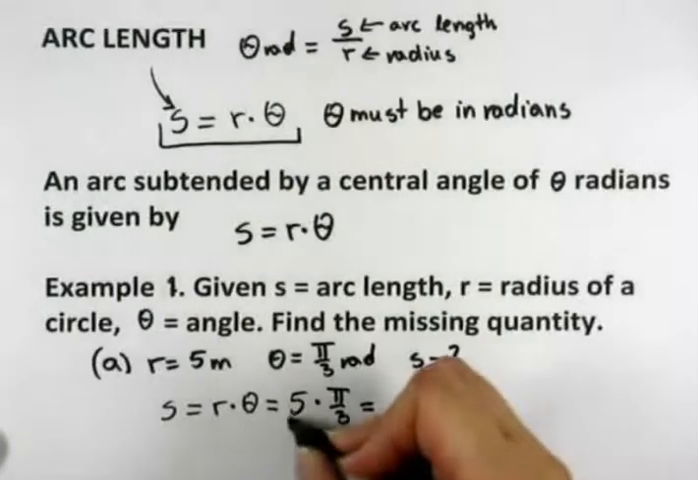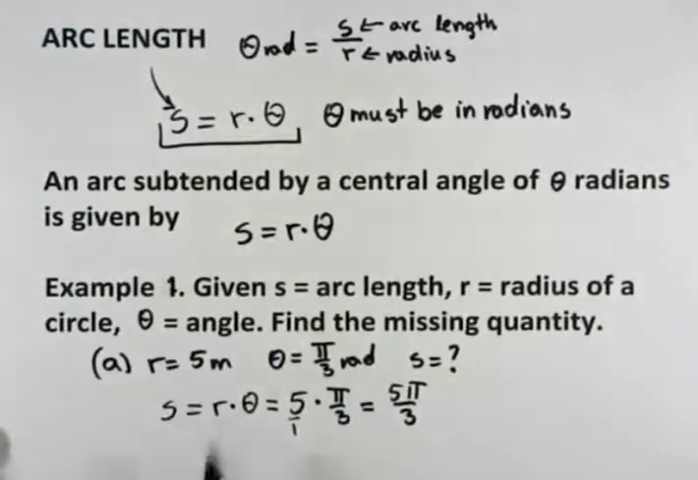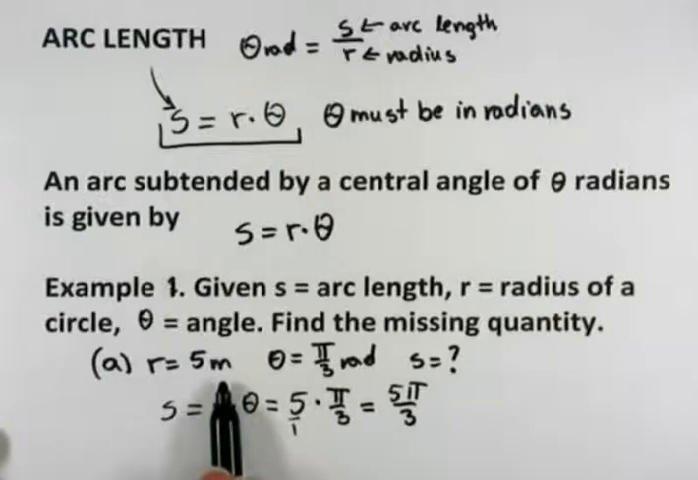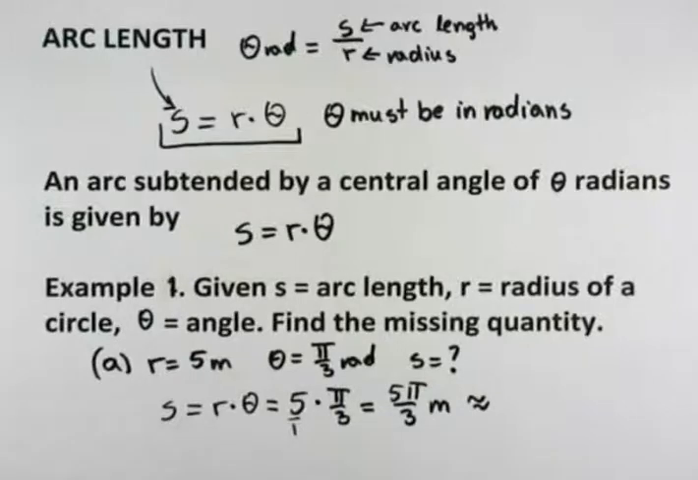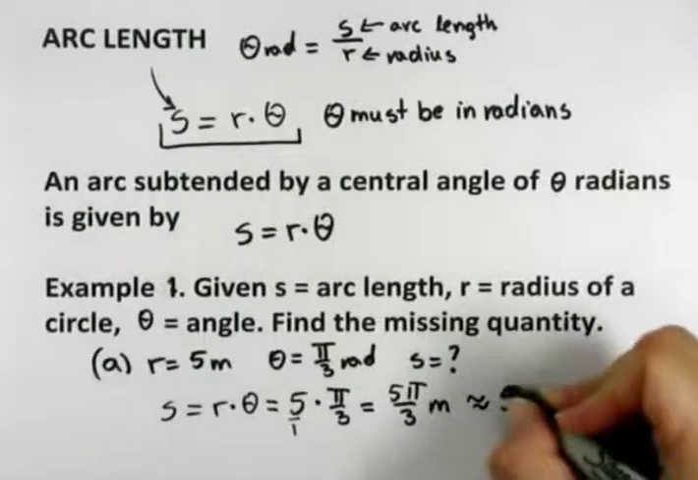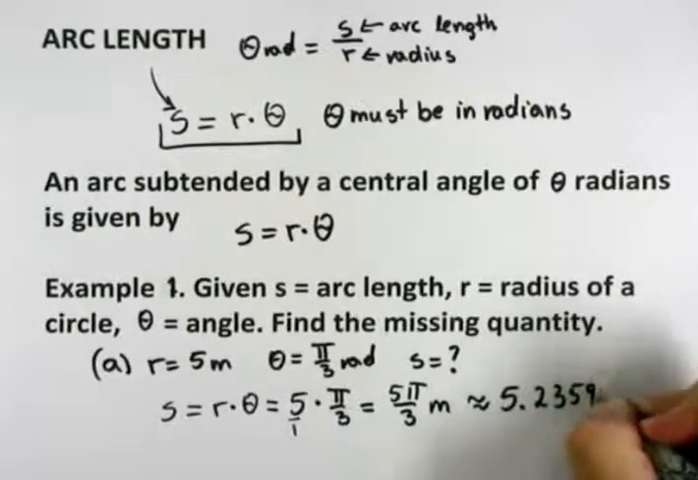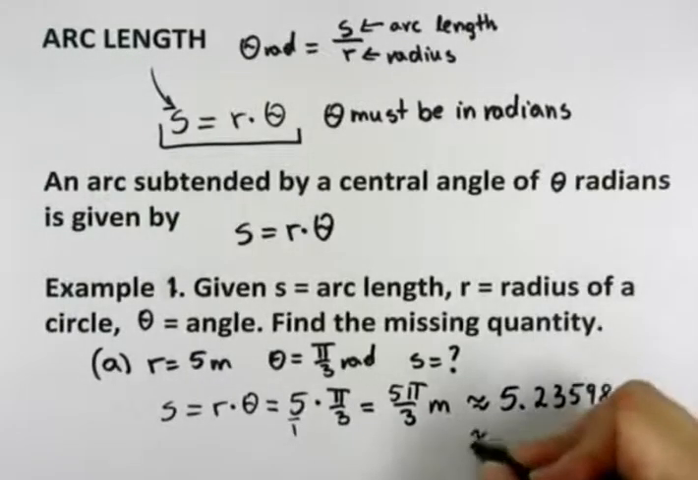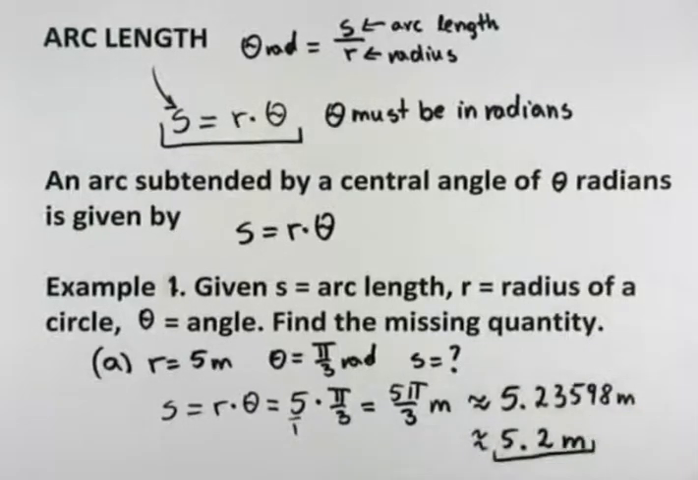So 5 is like 5 over 1. So I have 5 pi over 3. That's my arc length, and the unit is the same as the radius, in meters. Or we can punch this on a calculator and get the approximation, 5.232598 meters, or roughly 5.2 meters. Okay, the arc length is 5.2 meters.